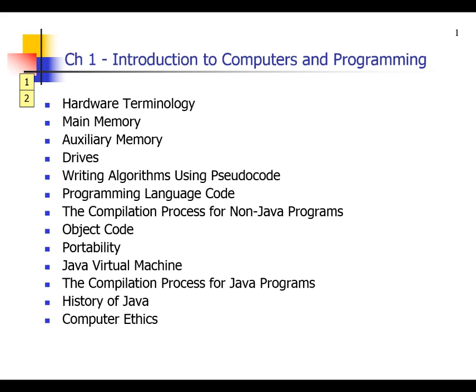Welcome to Chapter 1, Introduction to Computers and Programming. We're going to talk a little bit about hardware terminology, main memory, auxiliary memory, the definitions of drives, how to write algorithms using pseudocode. We're going to talk a little bit about PLC. We're going to talk about how you compile processes for non-Java programs, how you compile them for Java programs, the difference, what object code is, what portability code is, what Java virtual machine allows you to do. Then we're going to talk about how to compile Java programs, the history of Java, and a little bit about computer ethics. Okay?